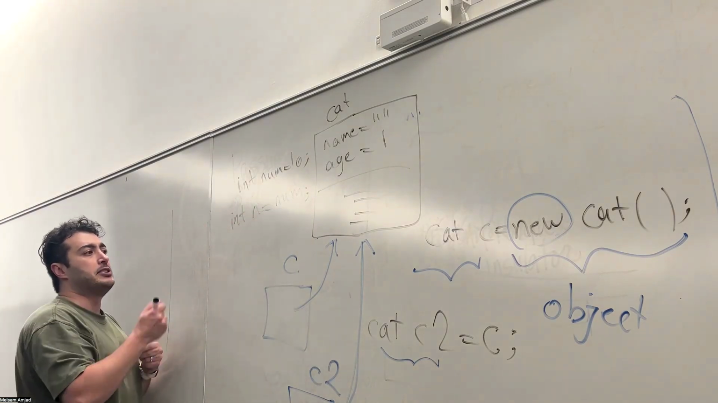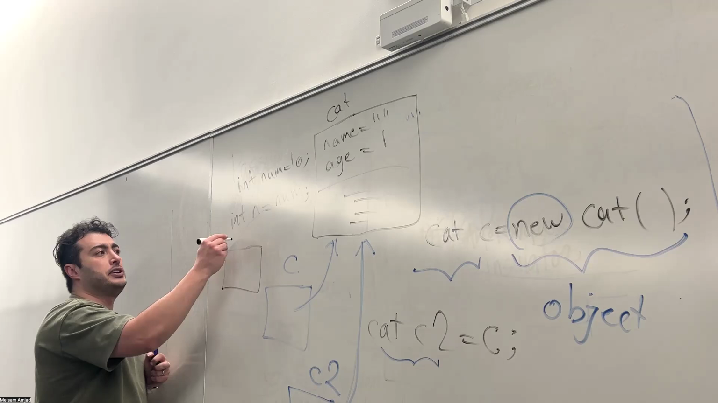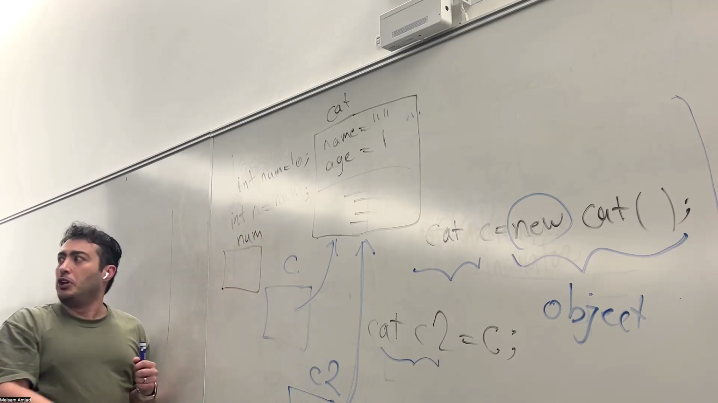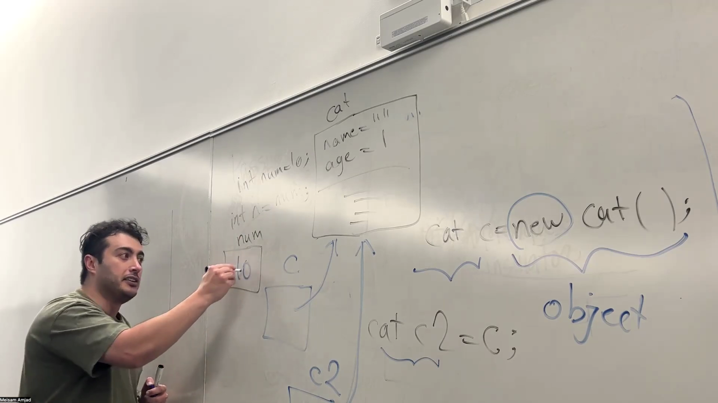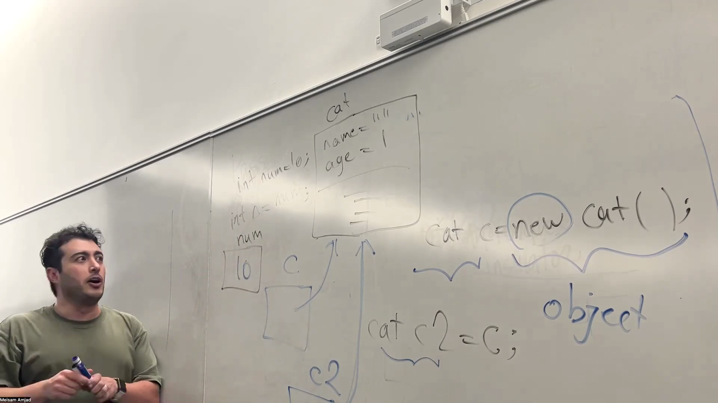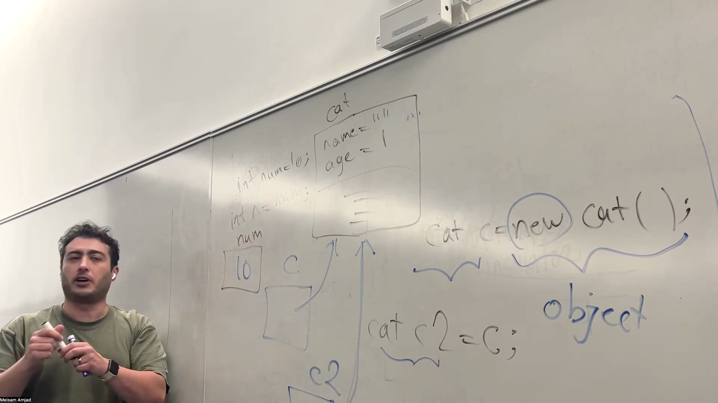This is what happens if I just do that. Java is going to create this variable num, and look at that, the num has value 10 right there. And once you do something like that, this is what happens.